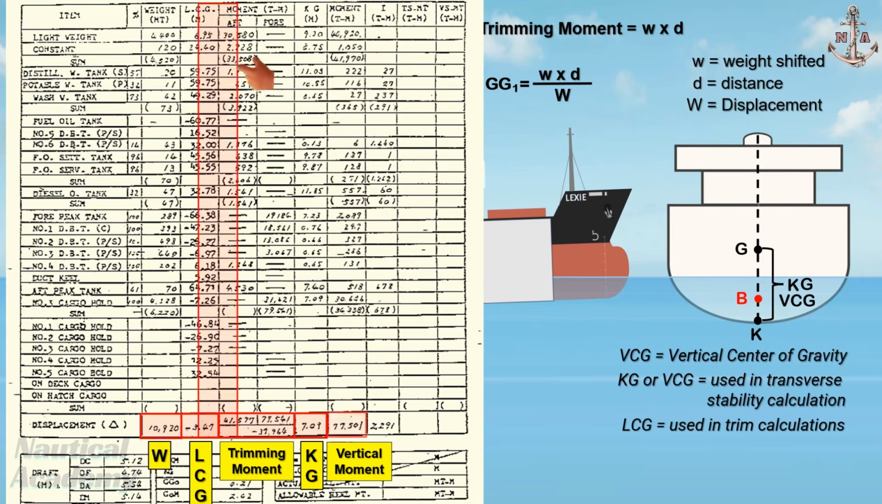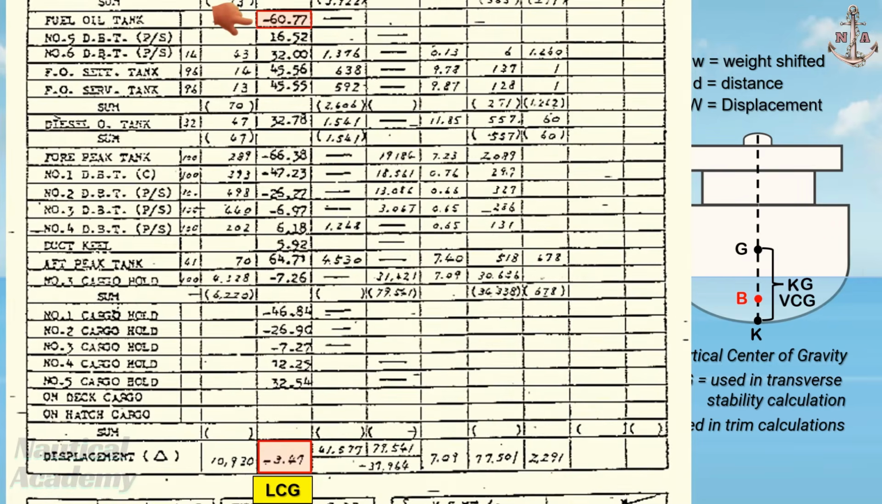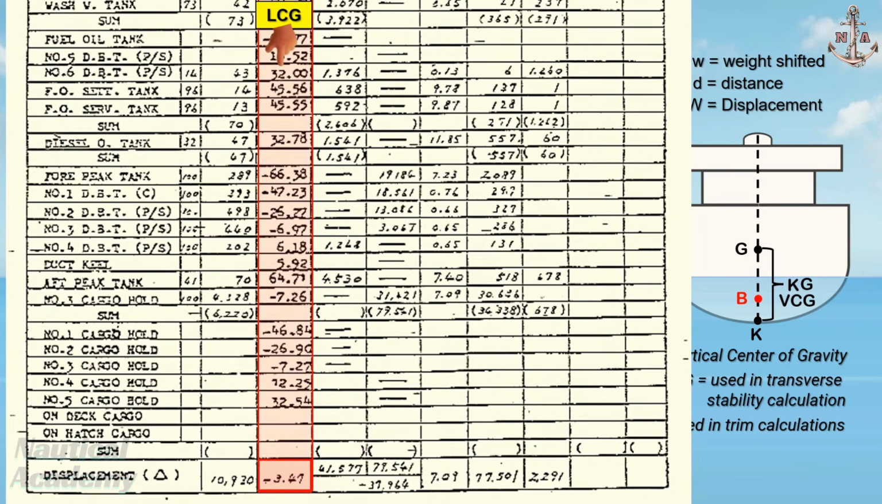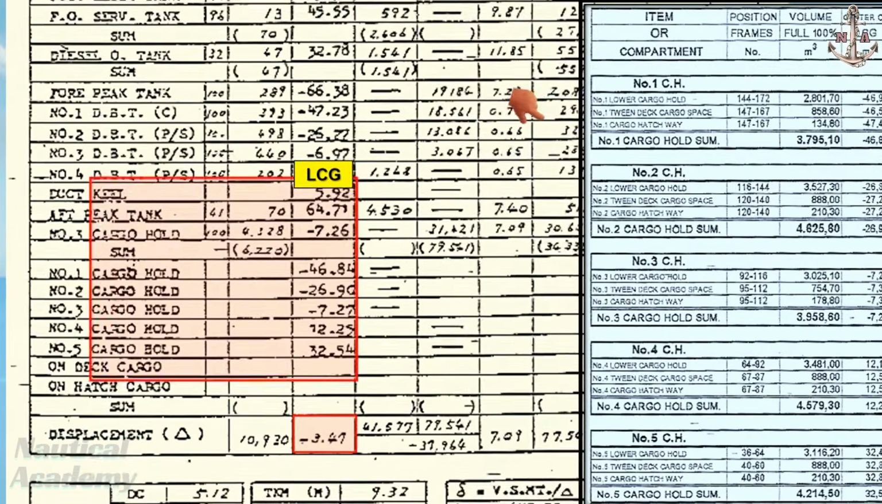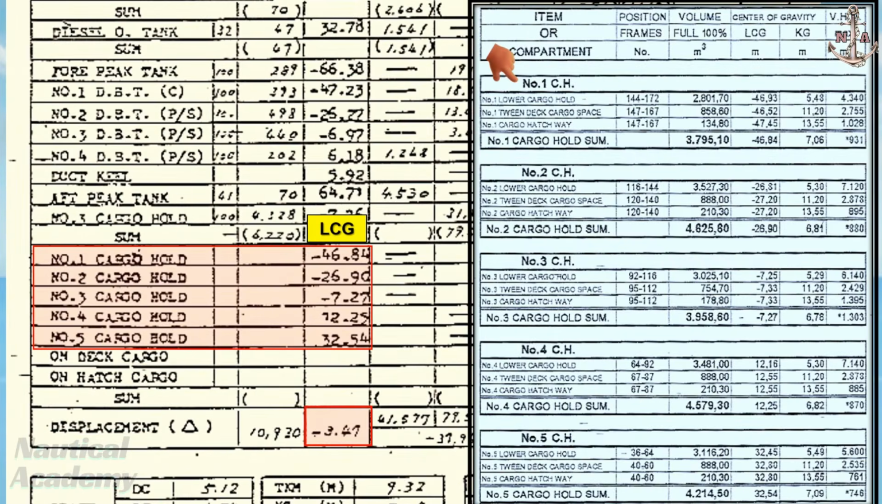Let's focus on the column of LCG values. As we observed, each compartment on the ship has a corresponding LCG, such as fuel oil tanks, ballast tanks, and cargo holds. These LCG values can be found in the ship's stability booklet. Now, let's take a look at the LCG values for the cargo holds listed in this example. We can find it in this column.